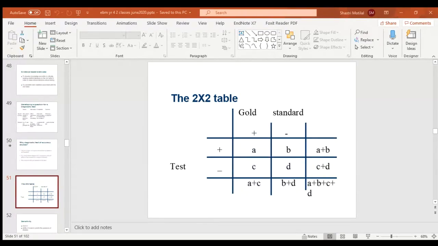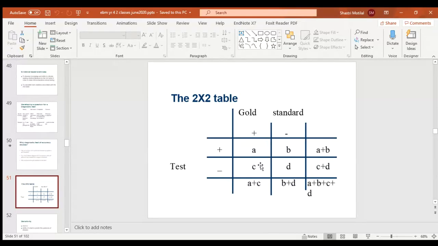If you notice, the gold standard at the top says either you have the condition or you don't. If the gold standard says you're positive, then all the people in that column are positive. So A plus C refers to all the people who have the disease, not just A. Even the people in C have the disease. The test is classifying C as not having the disease, therefore we call C a false negative.